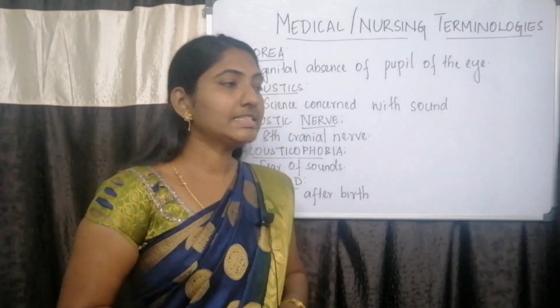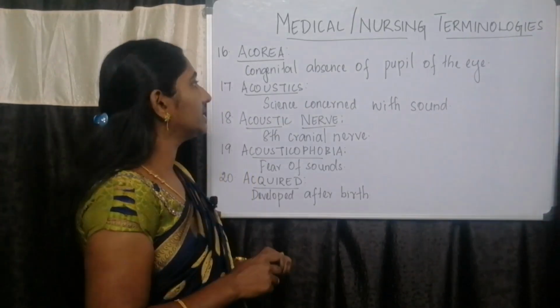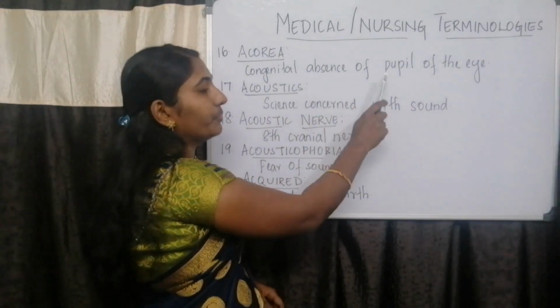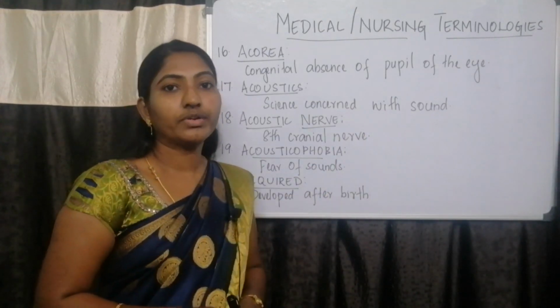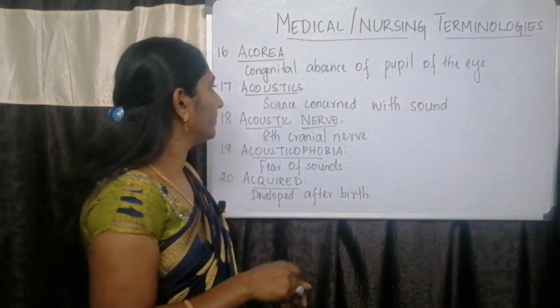The next terminology is achoria. Achoria is a term which is used to explain congenital absence of the pupil of the eye. Achoria is the congenital absence of the pupil of the eye.